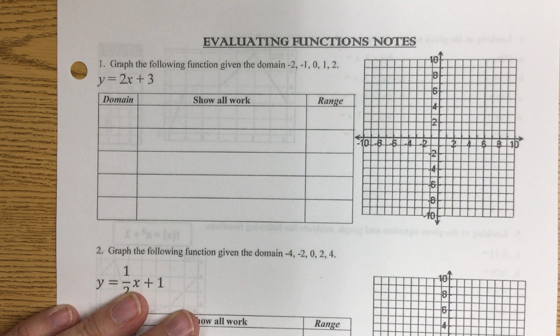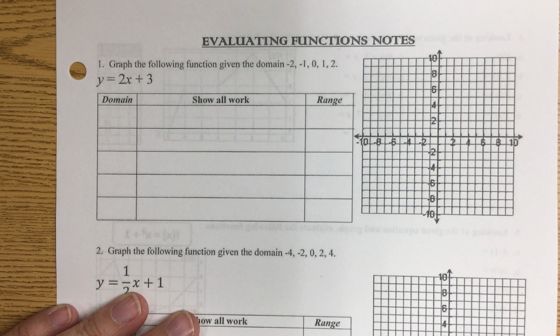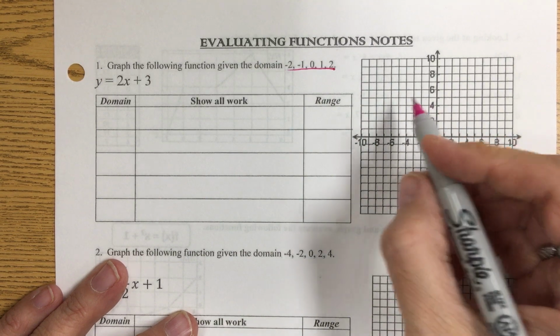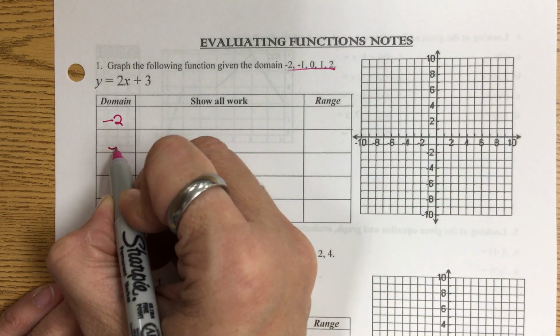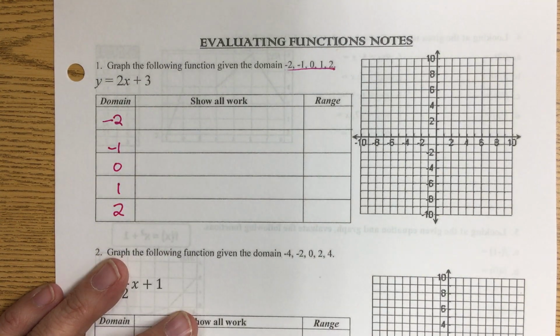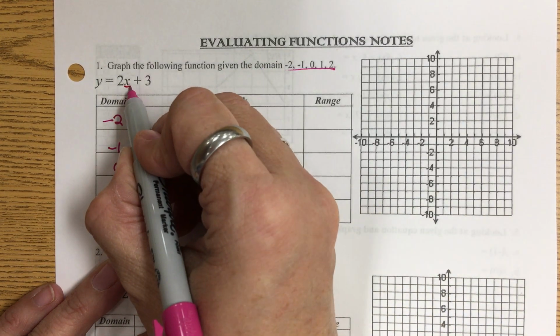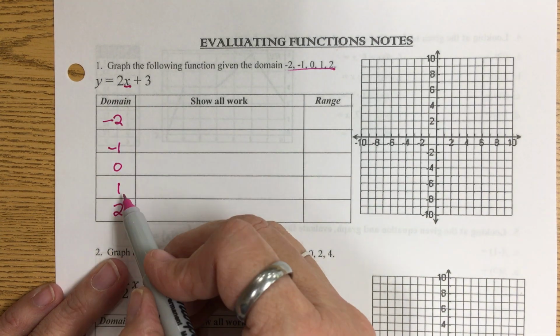Okay, so today we're going to be evaluating functions. So here are our notes on this. Up here it tells you your domain, so that means that those are our x values. So we plug in -2, -1, 0, 1, and 2. When we do that, we need to find our range. So we're going to be replacing the x value with the numbers in the domain.